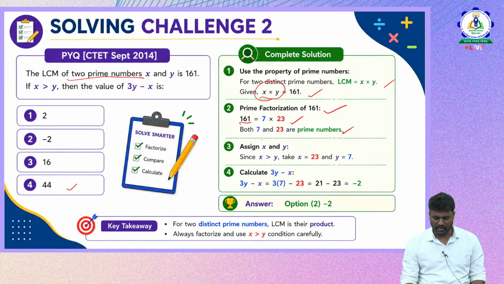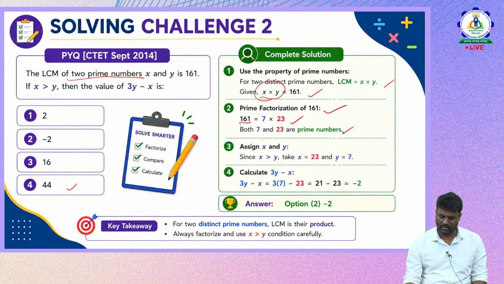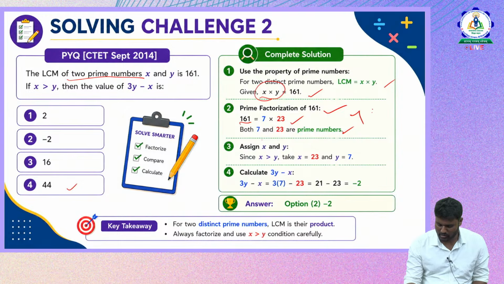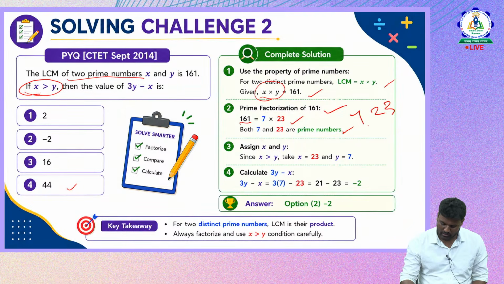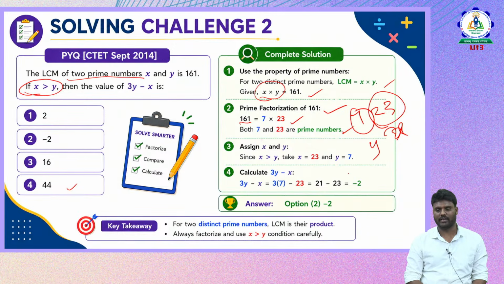So the factors of 161 are 7 and 23. Now what is the condition given? x is greater than y. Of the factors 7 and 23, the greater number is 23, so 23 becomes x and 7 becomes y. Since x is greater than y, take x equal to 23 and y equal to 7.